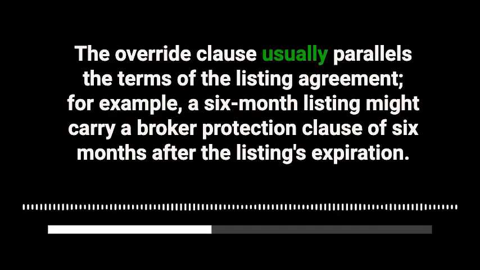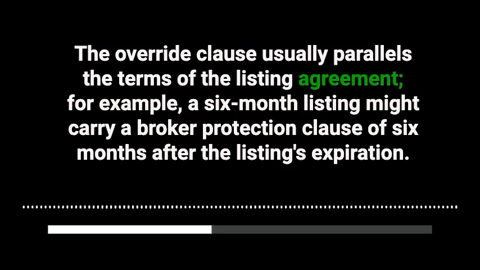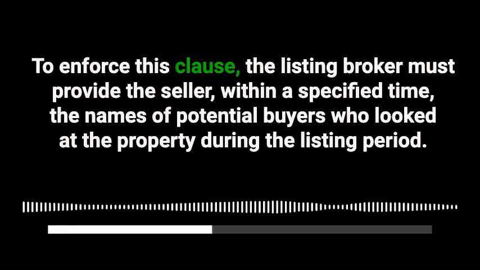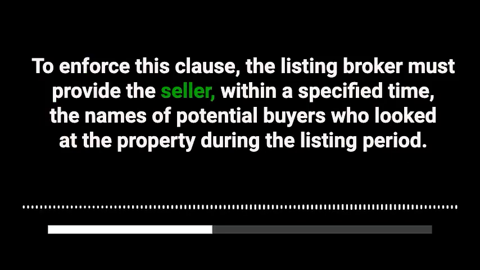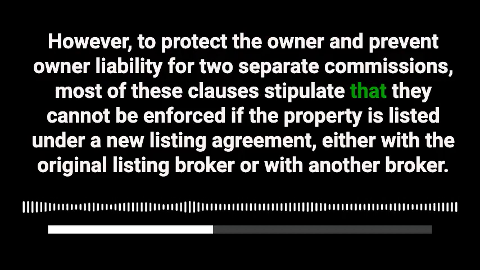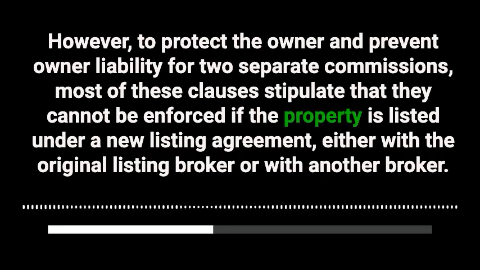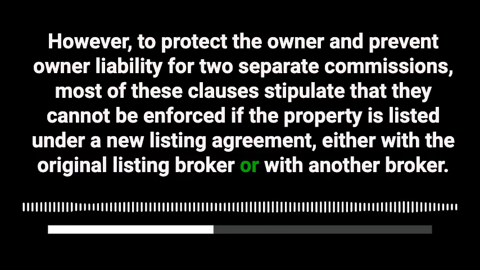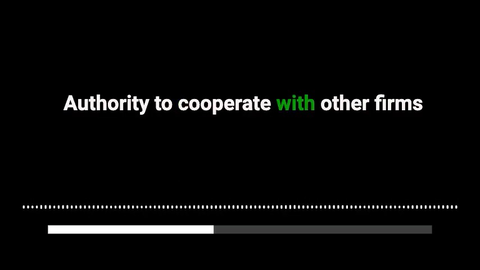The override clause usually parallels the terms of the listing agreement. For example, a 6-month listing might carry a broker protection clause of 6 months after the listing's expiration. To enforce this clause, the listing broker must provide the seller, within a specified time, the names of potential buyers who looked at the property during the listing period. However, to protect the owner and prevent owner liability for two separate commissions, most of these clauses stipulate that they cannot be enforced if the property is listed under a new listing agreement, either with the original listing broker or with another broker. Authority to cooperate with other firms.